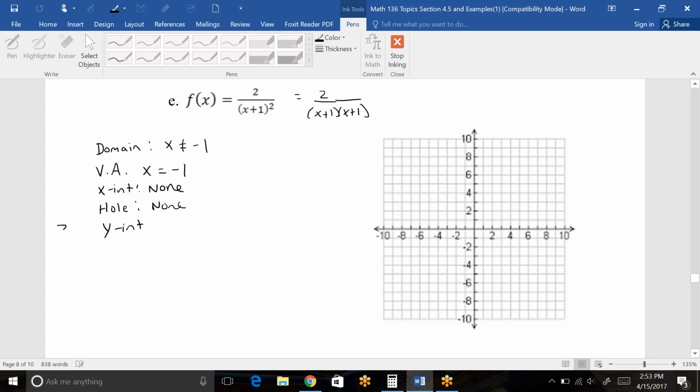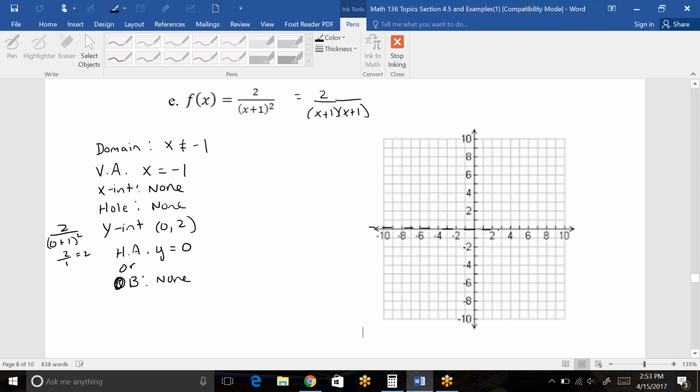Y-intercept: if we plug in 0 for the x's, that's 2 over 1 squared, which is 2. Horizontal versus oblique. The degree of the top is nothing, there's no x's on top. If you FOILed this out, the degree of the bottom is going to be x squared. So anytime the bottom is bigger, that's when you get the x-axis as your horizontal asymptote. So no obliques here.